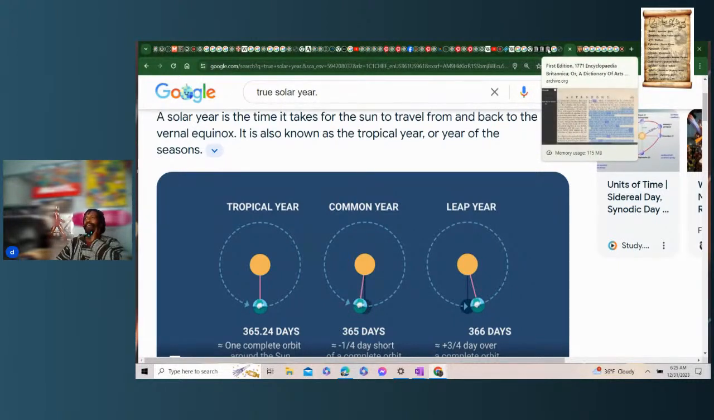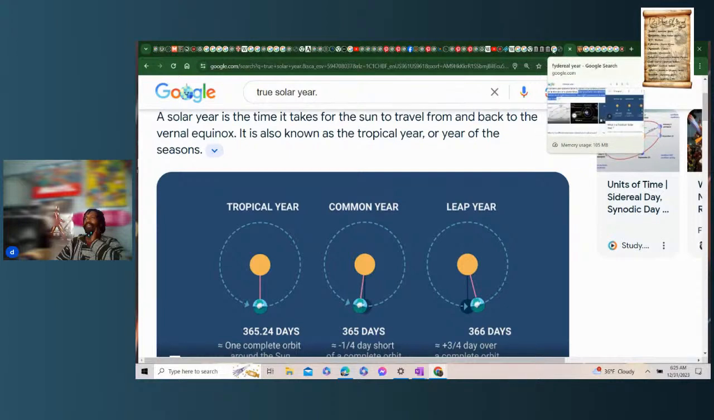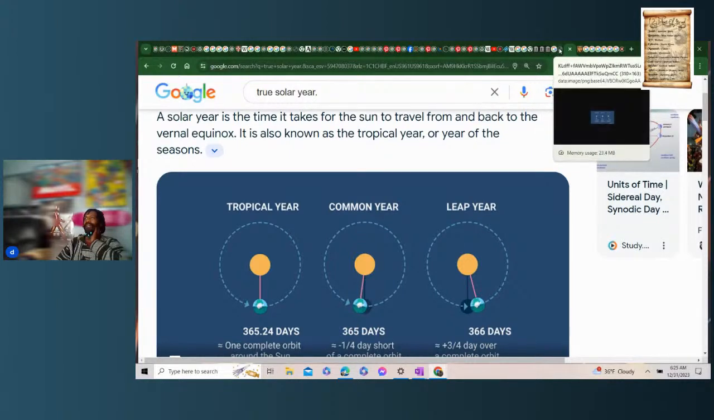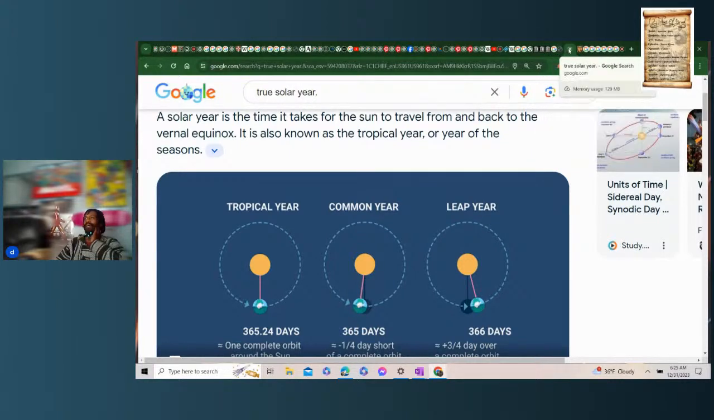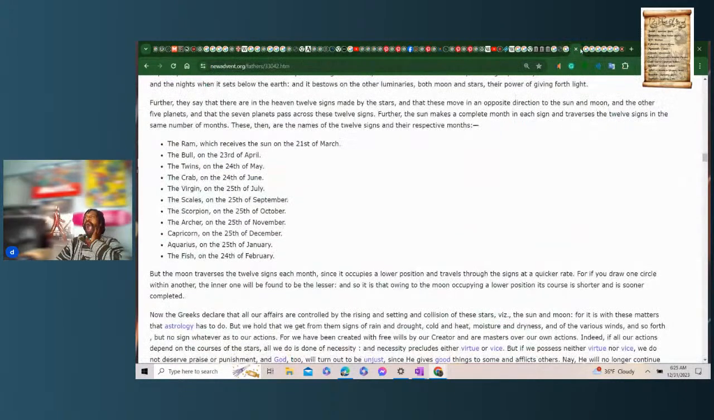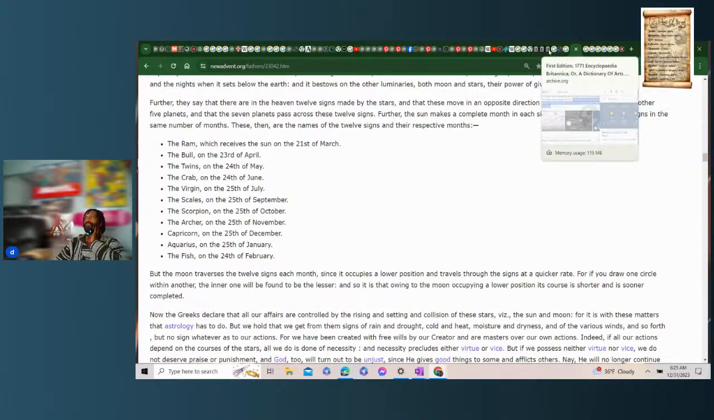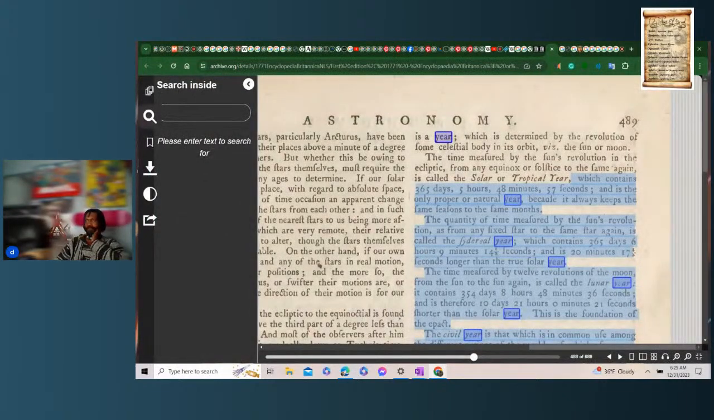Go ahead. The reason why I brought that up is because of the tropical year. Okay. Right. So the tropical year and the sidereal year. You spoke of the sidereal year earlier. Correct. All right. So the sidereal year, it's constant star to constant star. Correct.